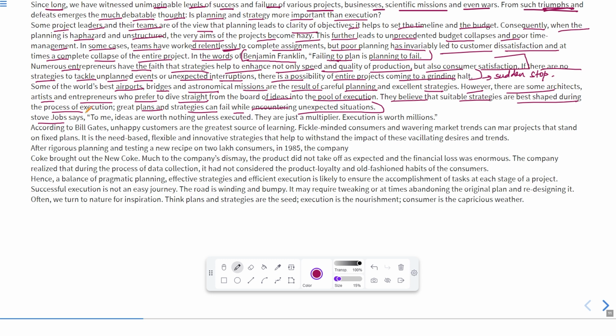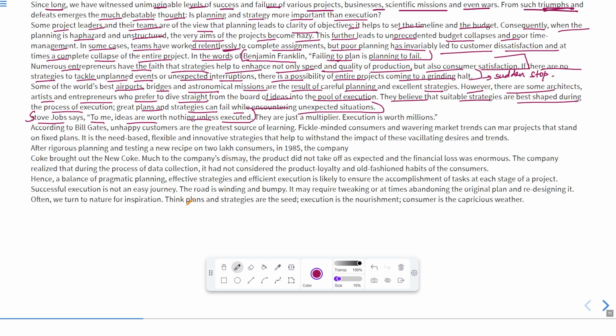Steve Jobs says, I think this is Steve Jobs. This is another name which is not written correctly over here. It is a capital S. To me, ideas are worth nothing unless executed. So he thought that if we are making ideas, they are nothing if we do not execute them.